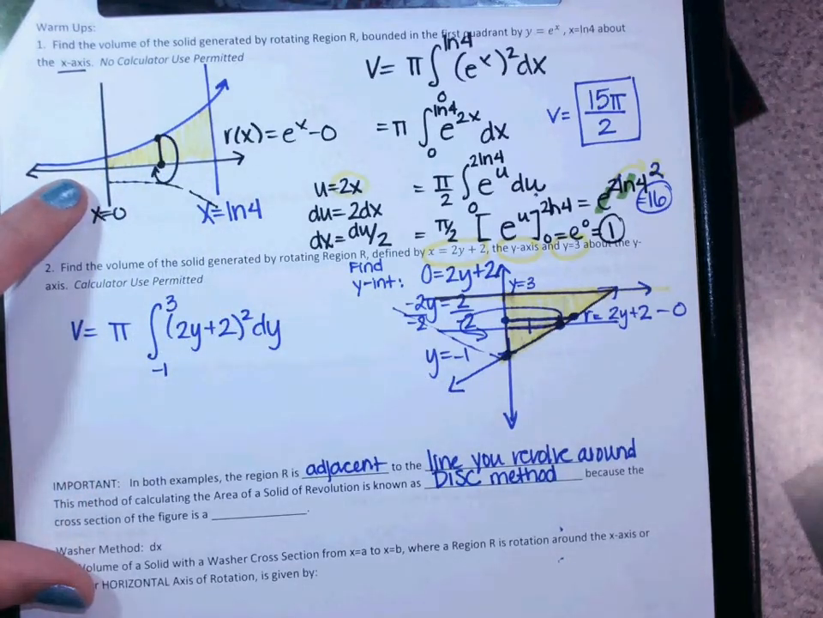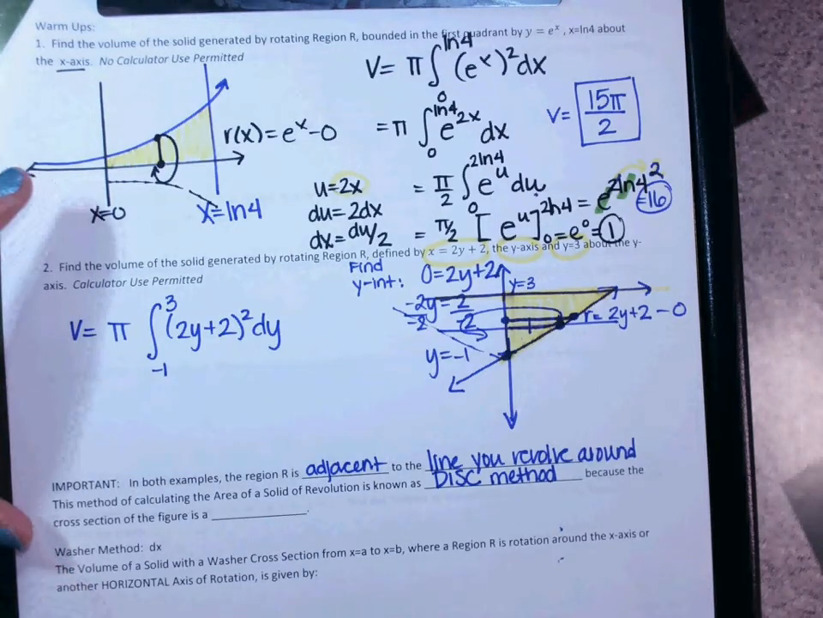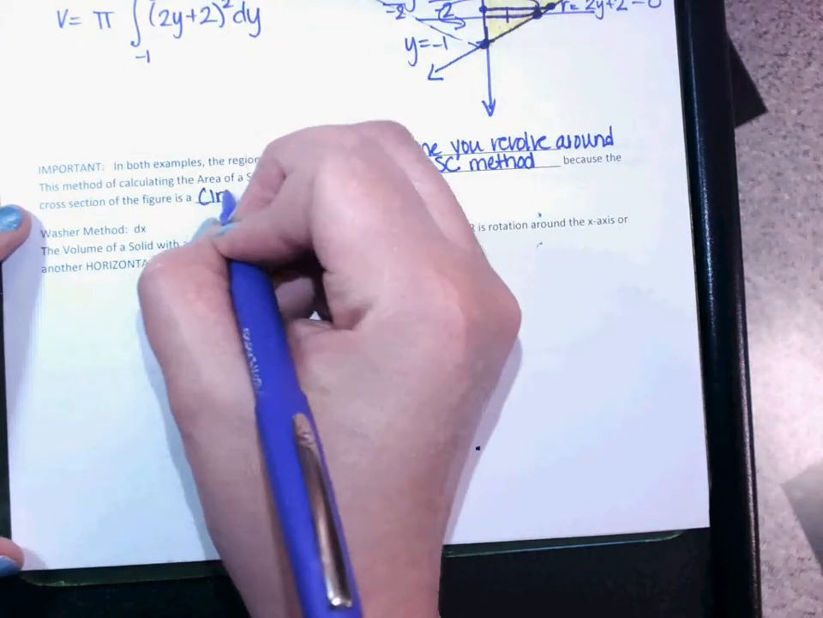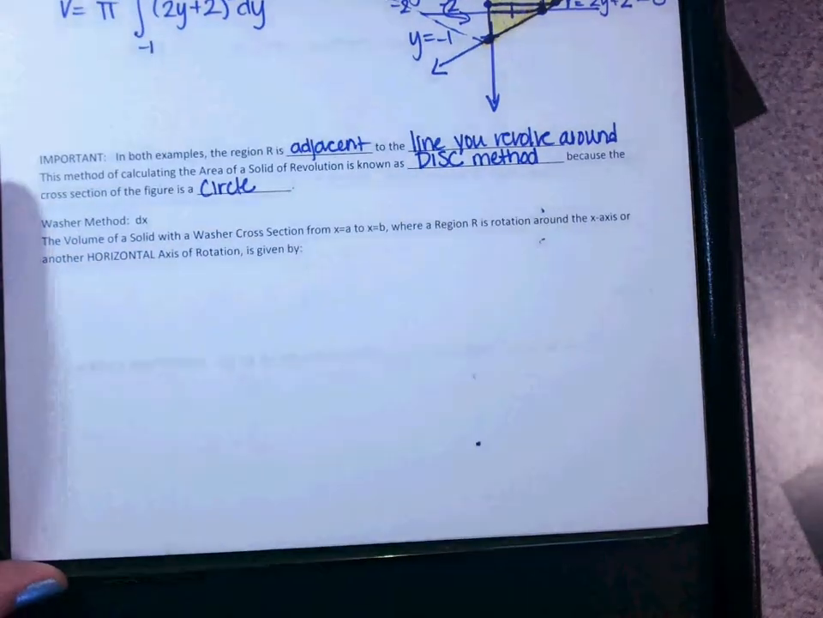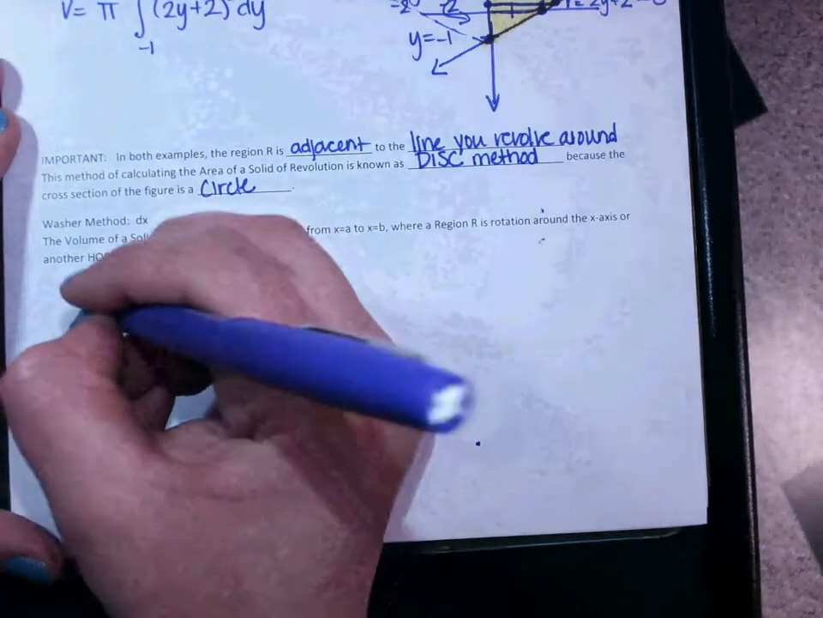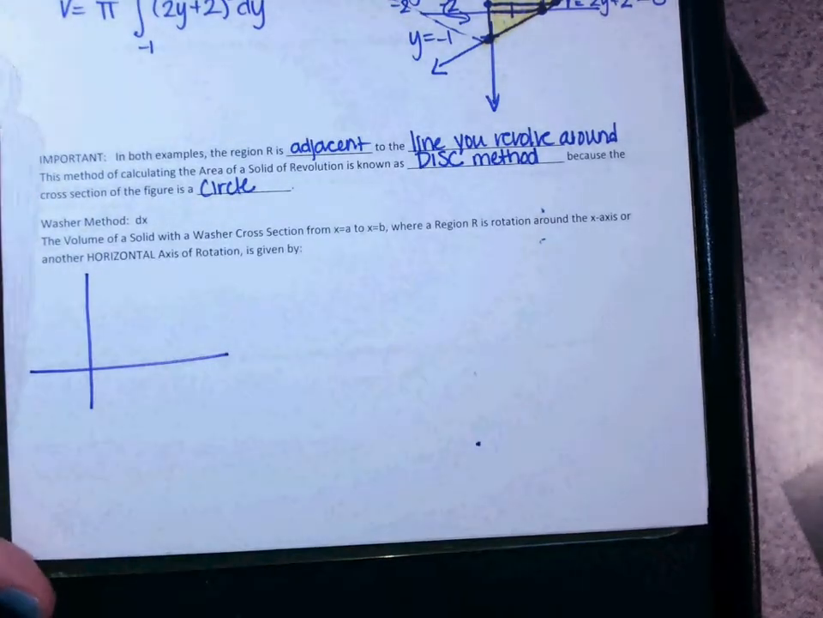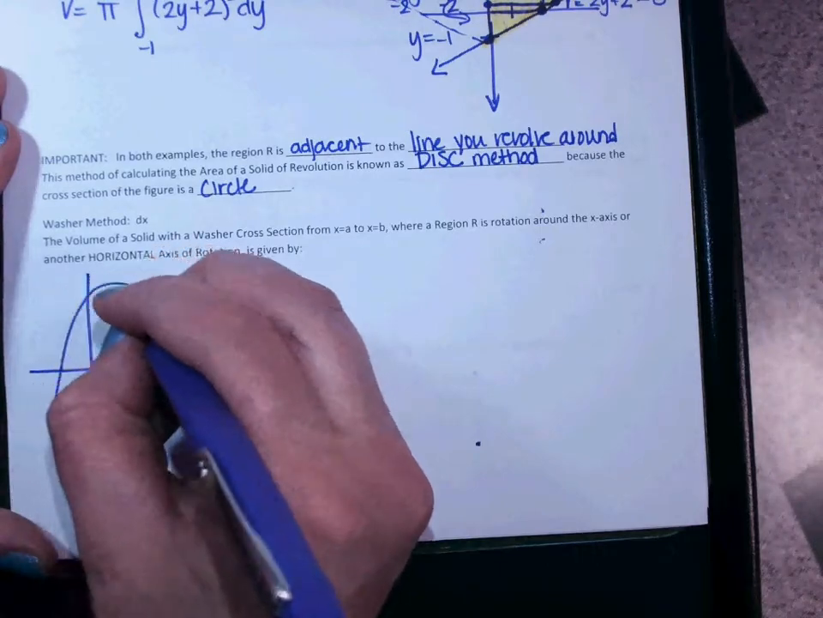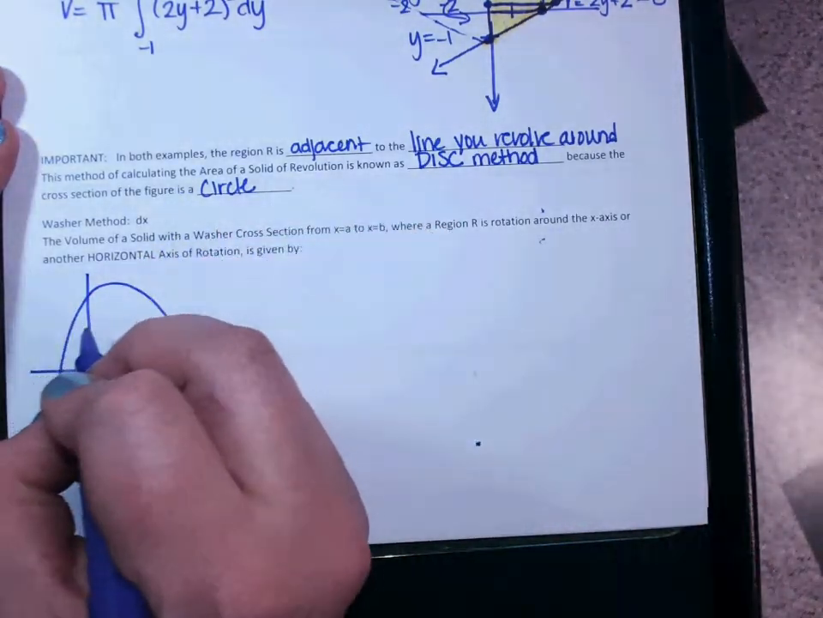If you're not adjacent, you might touch at 1 or 2 points, okay, but if you're not fully connected to that region, then it is not adjacent. Let me show you what I mean. Okay, and because the cross-section is a circle. Okay, the method that we're going to learn today is when you have a gap between your region and the line that you're revolving around. So, right here, set up a graph. Okay, let's say that you have a graph like that, and then a line.